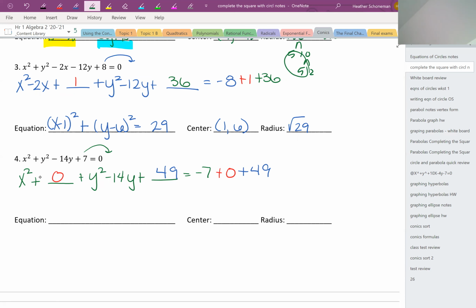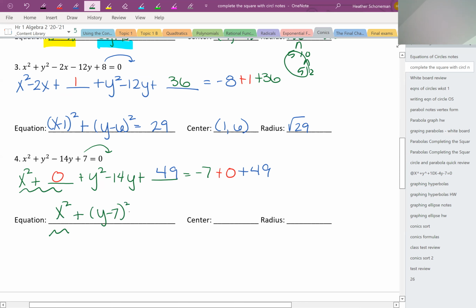So when I simplify this, this part right here just becomes x squared. So do you really need to add the 0? No, but I wanted to show you that so you understand why it is what it is. On this one, when I factor this, half of negative 14 is negative 7. And then when I add these, negative 7 and 49 is 42.